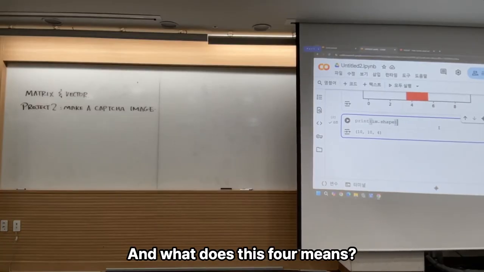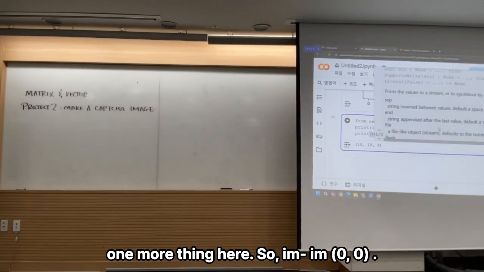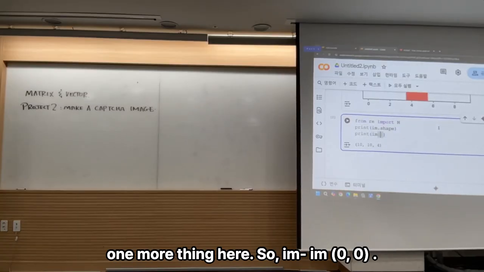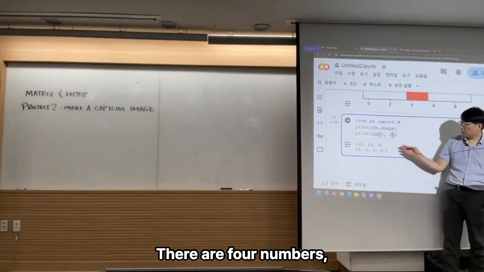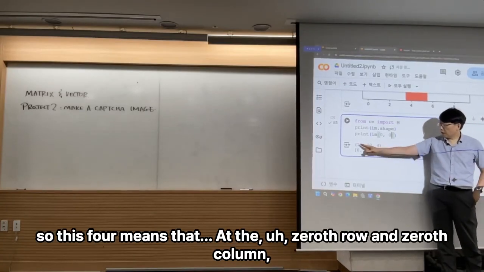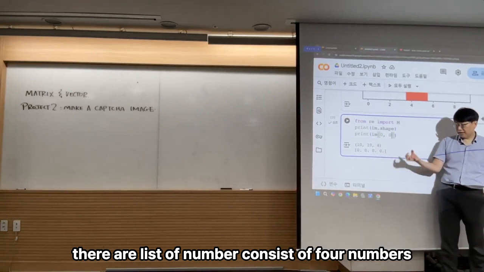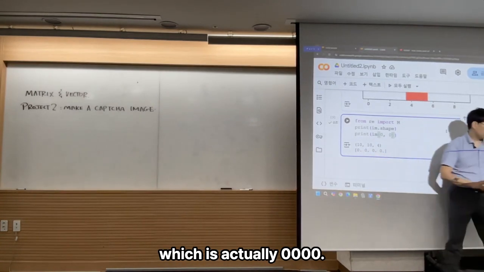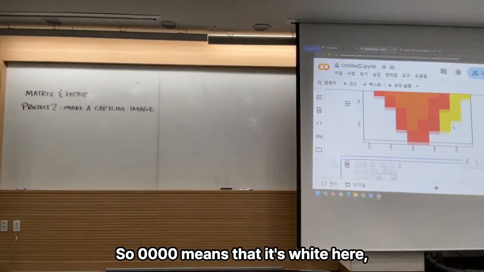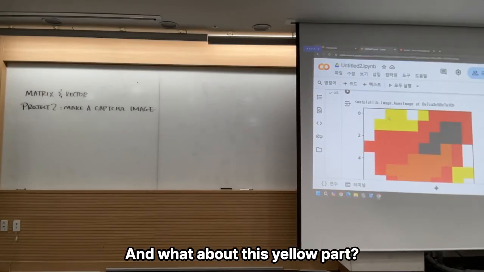And what does this 4 mean? So let me just print out one more thing here. im[0, 0], then it shows you 0, 0, 0, 0. There are 4 numbers. So this 4 means that at the zeroth row and zeroth column, there is a list of numbers consisting of 4 numbers, which is actually 0, 0, 0, 0. So 0, 0, 0, 0 means that it's white here. It's just white here.